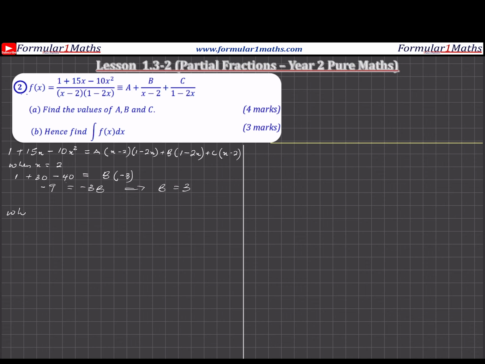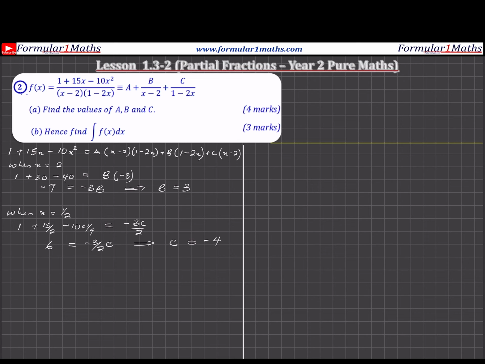When x is equal to a half, then on the left-hand side I have 1 plus 15 over 2 minus 10 times 1 over 4, which will be equal to minus 3c over 2. Again, because this term becomes 0 when x equals a half, and this term becomes 0 when x equals a half. So let's simplify that. So I have 6 is equal to minus 3 on 2c, which implies that c is equal to minus 4.